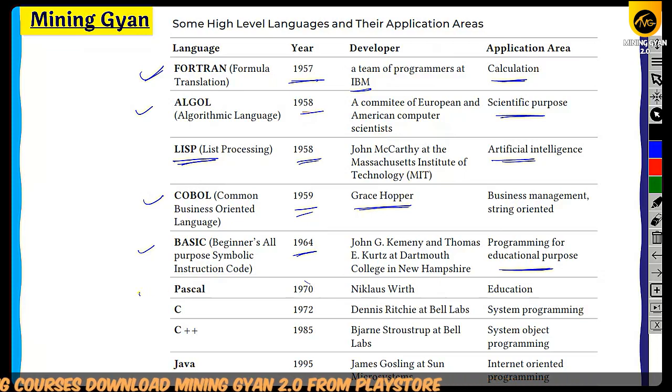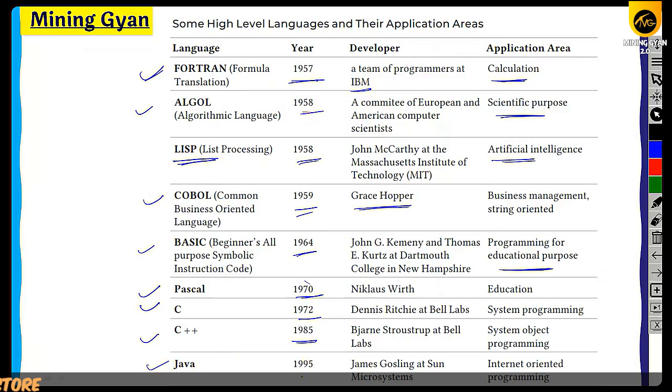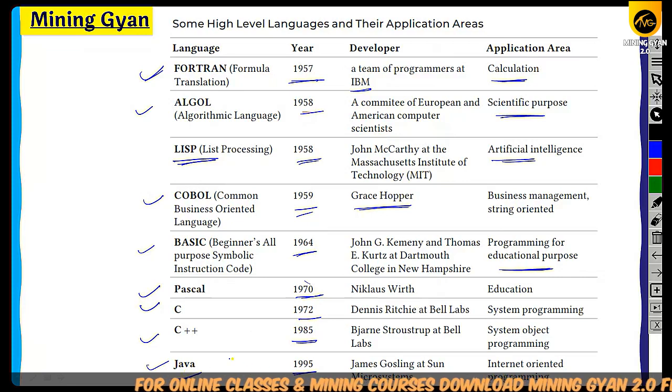Now similarly there is Pascal, introduced in 1970, then C in 72, and then C++, which was introduced in 1985. And the last one is Java, introduced in 1995. Java is also one of the most popular high-level programming languages, basically used in internet-oriented programming. So internet protocols वगैरह के लिए जो programming language maximum use किया था, that will be Java.